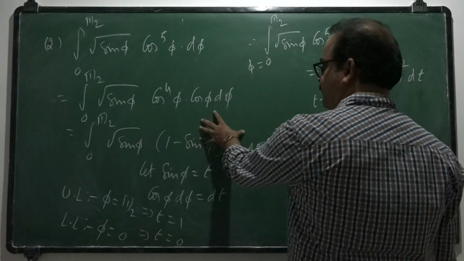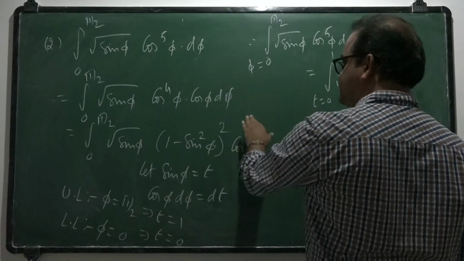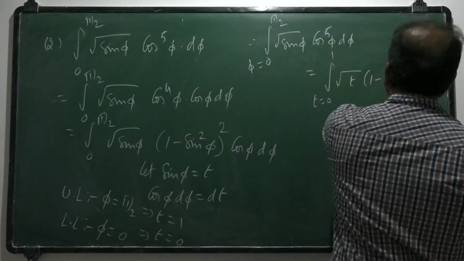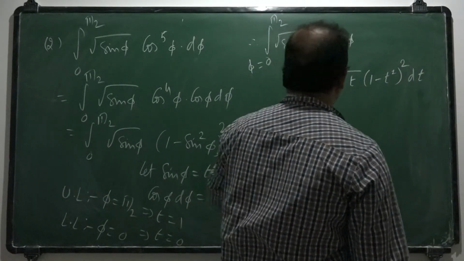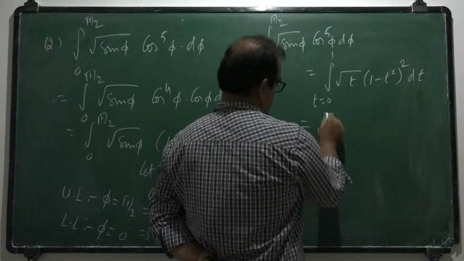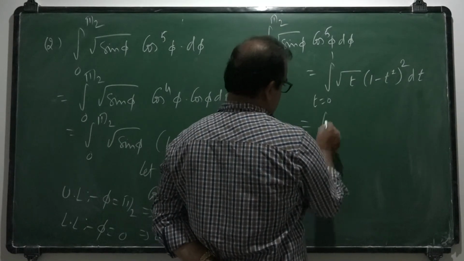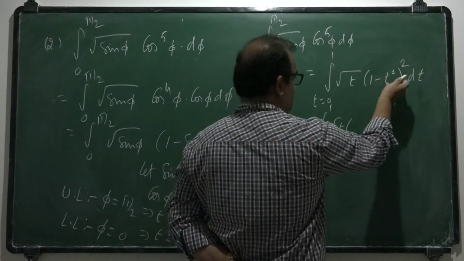Here the given problem is in terms of phi. If you want to change the variable in terms of t, you must change the limits also. Now it is integral 0 to 1 root t into expand this.